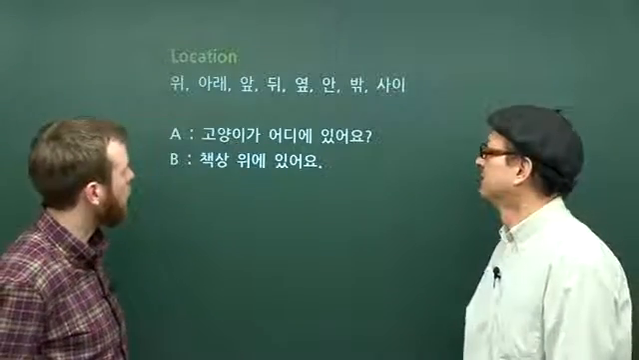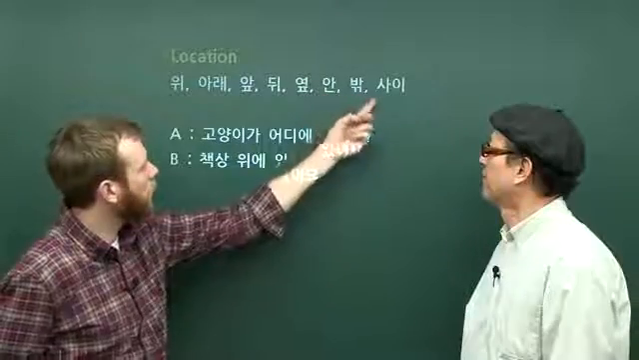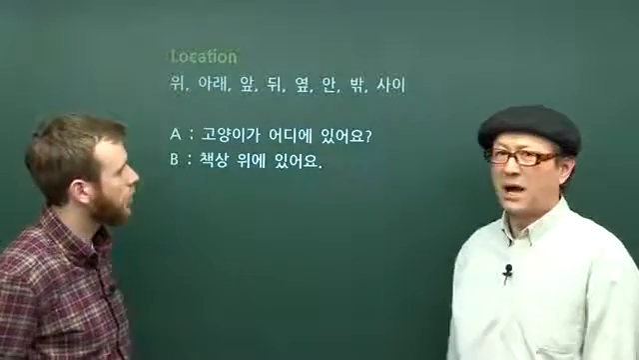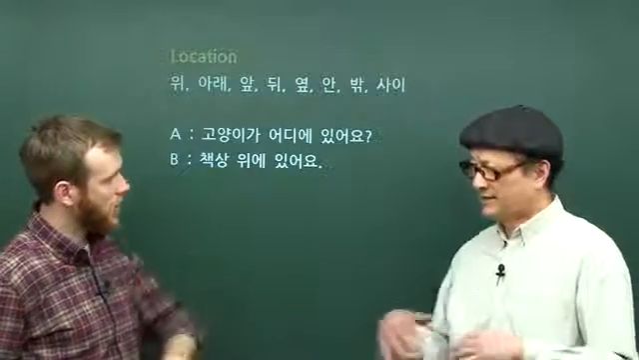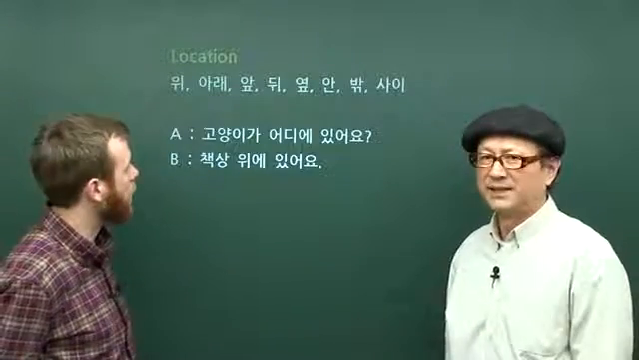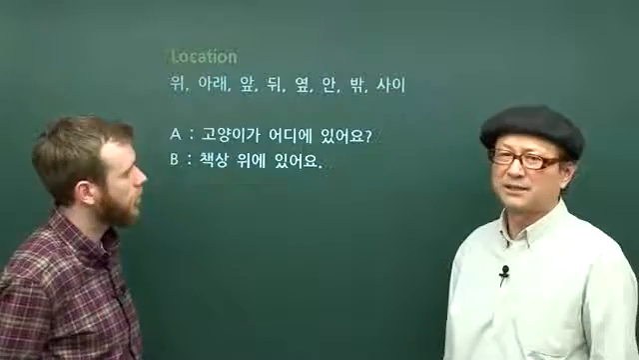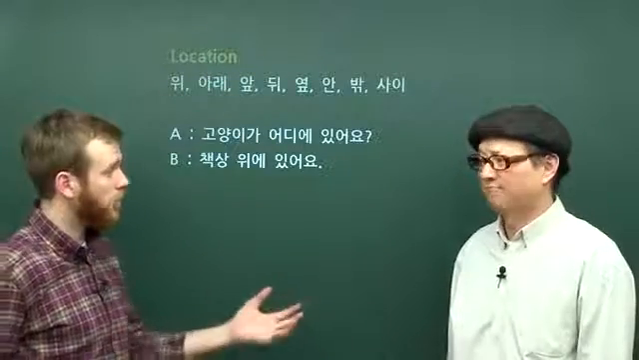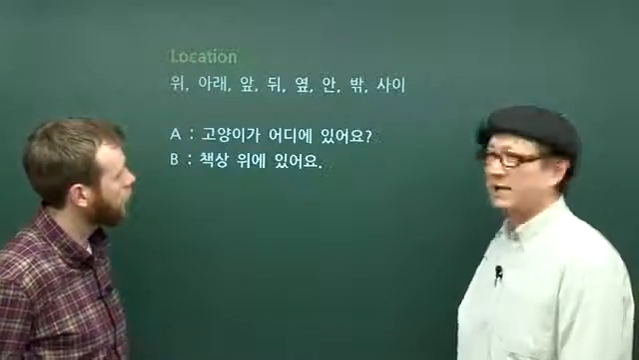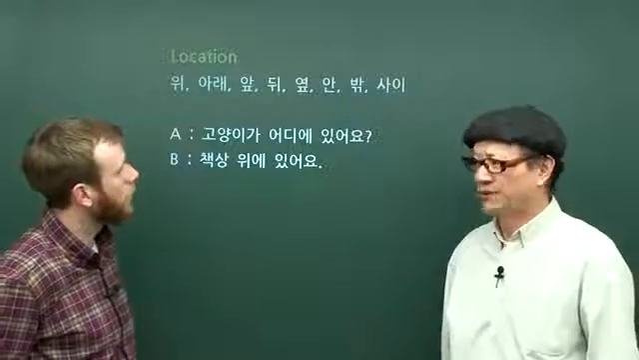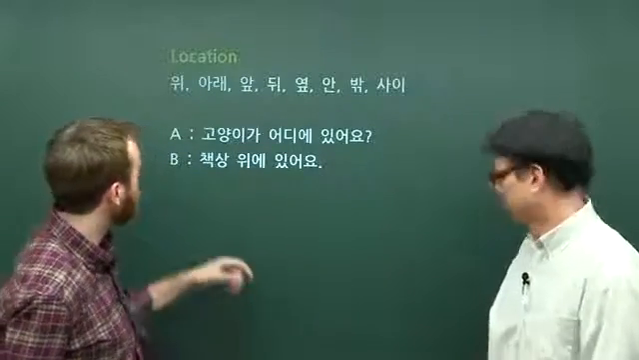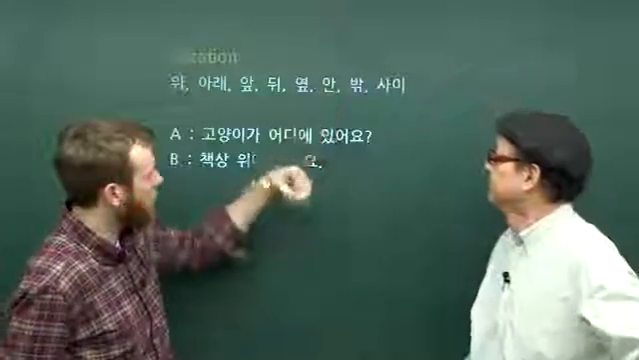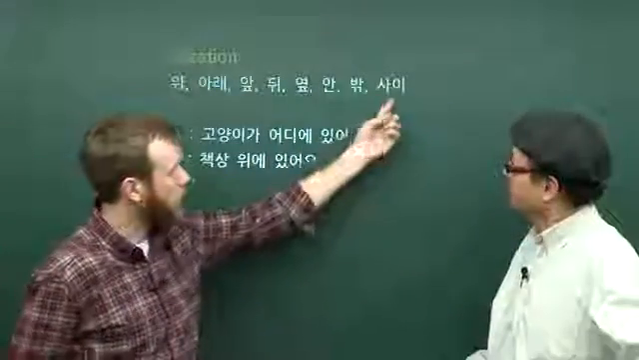Okay. And then at the end here, we've got three more. 안, and that means inside, in. 밖, outside. 그다음에 사이, between. Okay, our special one. So again, 안, inside, 밖, outside, and 사이, between.